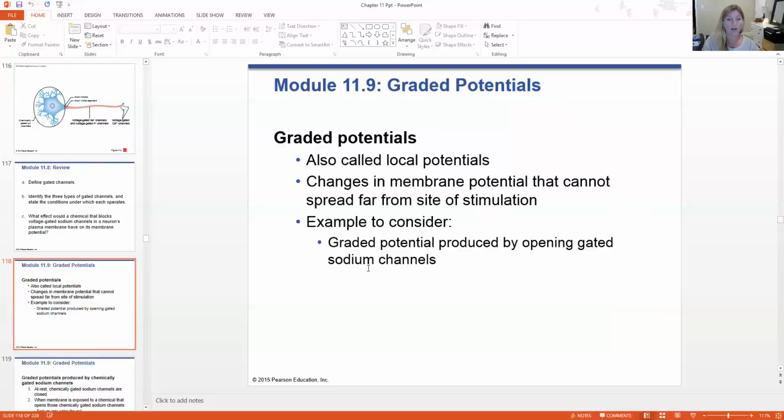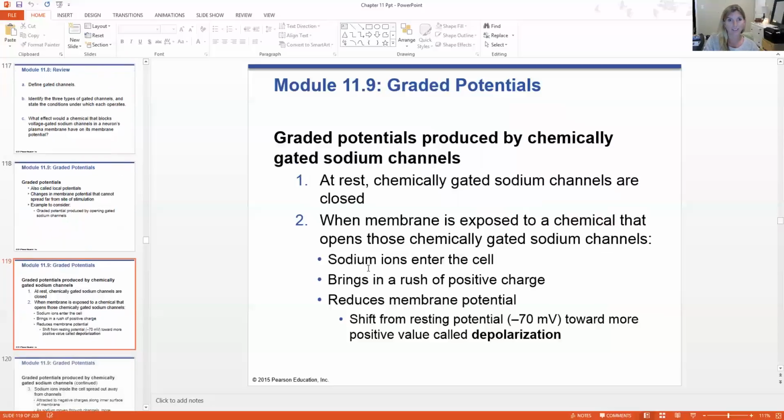Nothing's ignited yet. So graded potentials can be produced by the opening of a chemically gated sodium channel. At rest, the gated sodium channels are closed. Then when the membrane is exposed to some type of chemical, they open, and the sodium ions enter the cell, bringing in a rush of positive charge. That's going to overall reduce the membrane potential from -70, bringing it to a number closer to 0. That process is called depolarization.